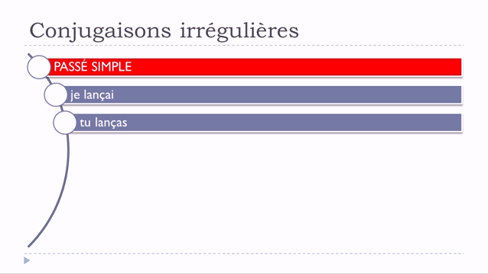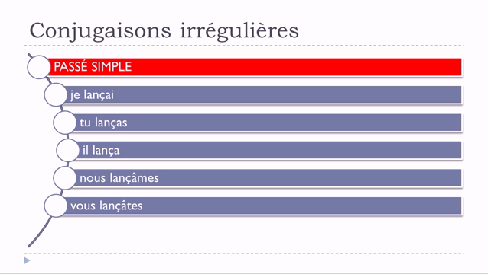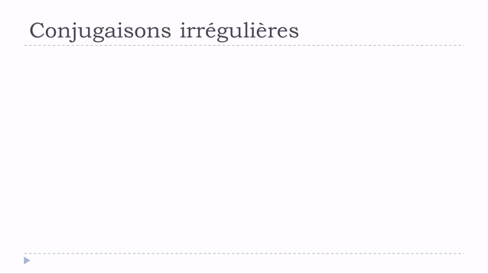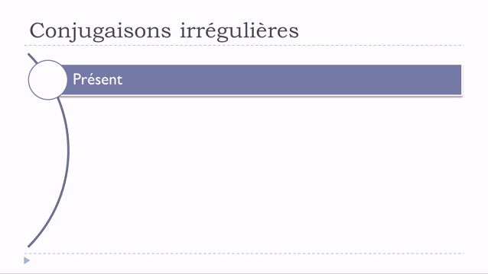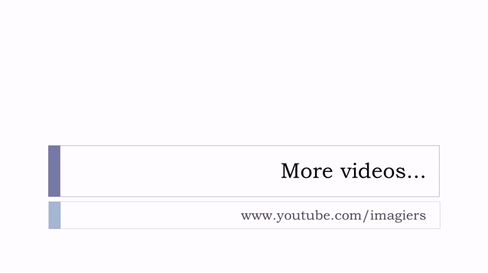And then let's see le passé simple: je lançai, tu lanças, il lança, nous lançâmes, vous lançâtes, ils lancèrent. You can see that there is only one form that won't be affected by that, but all the others will need to be modified with the cédille, like here. So remember, présent, imparfait, passé simple, and then participe présent are the tenses and forms affected by these modifications. So that's it.